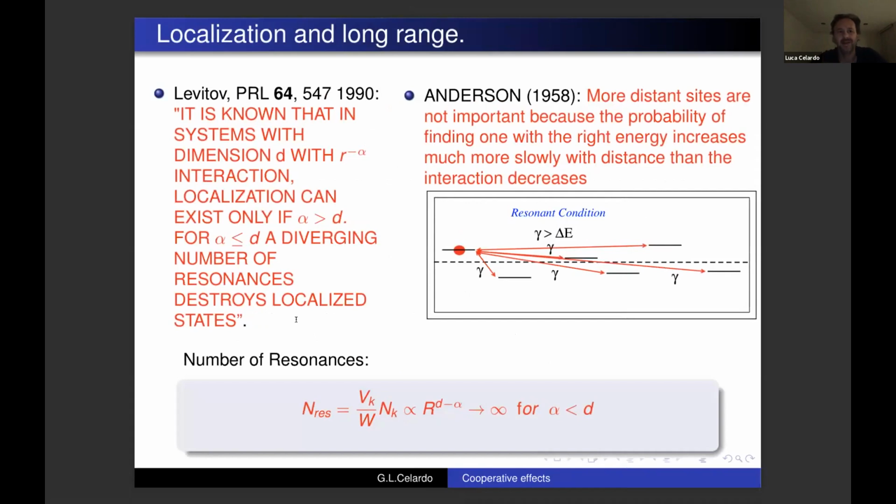First of all, about localization and long range, the common idea, dating back to Anderson and then to Levitov in the 90s, is that long range should destroy localization. Since a single particle has the possibility to reach very far away sites, and if there is disorder, you will always find a site which is at resonance, so the particle can move freely. The localization effect, which induces the particle to stay put, not to spread or diffuse due to disorder, should be broken.